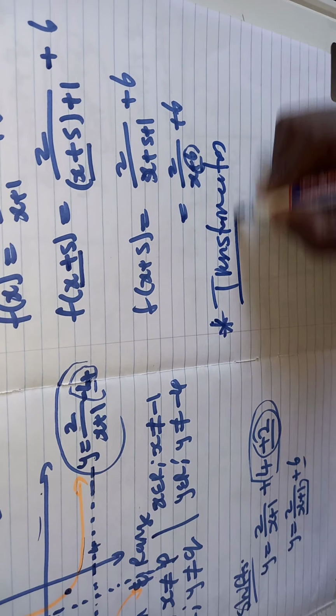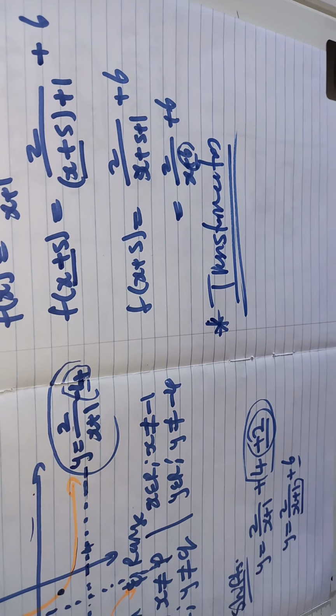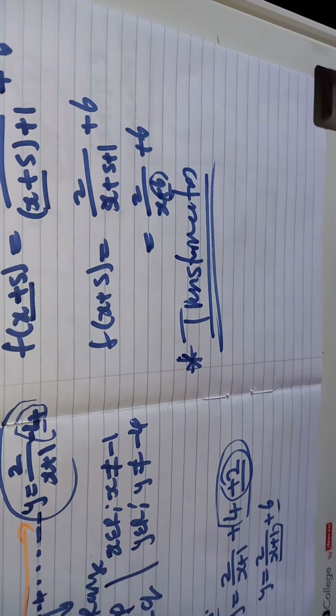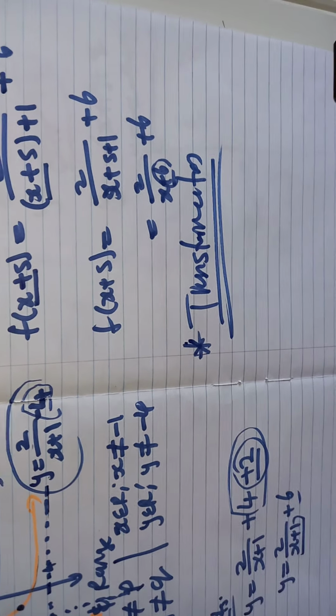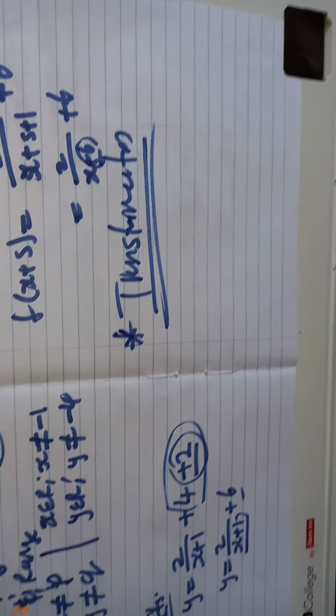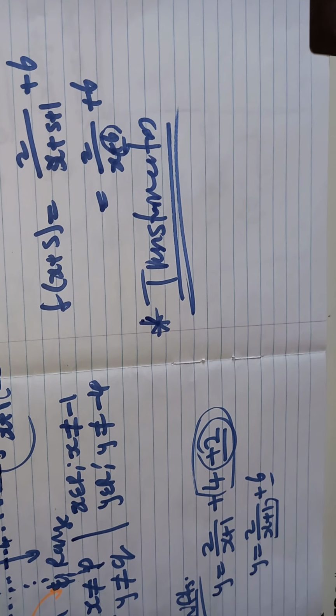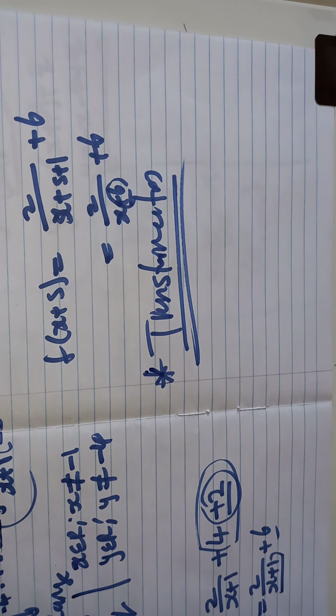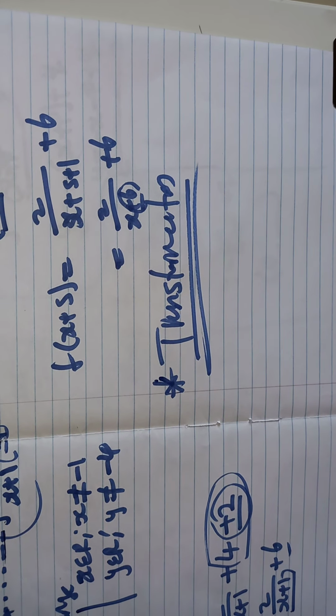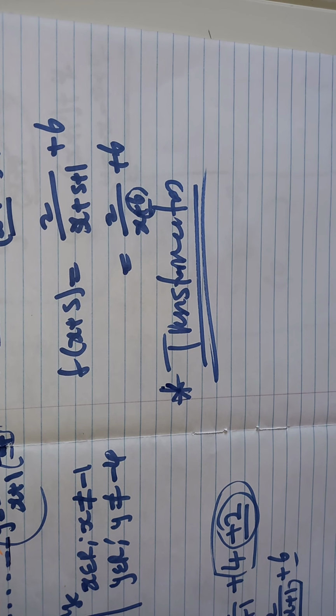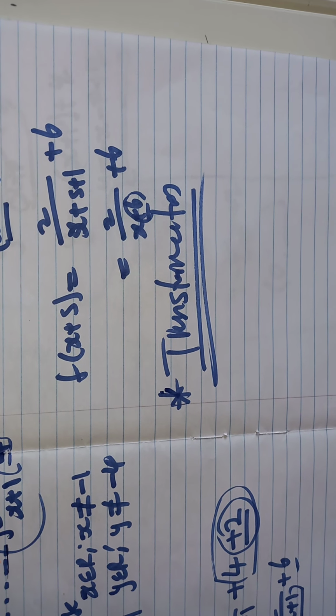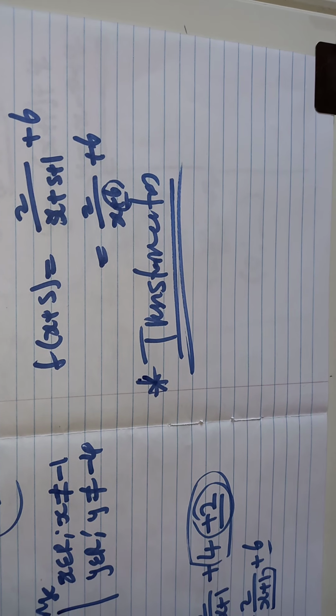Transformations, okay guys. Transformations focus on the y-axis and the x-axis. Let me say the graph reflects about the x-axis, which means your y value becomes negative. If the graph reflects about the y-axis, your x value becomes negative.